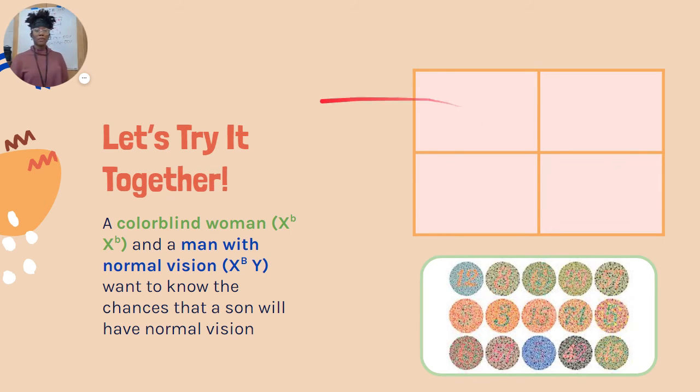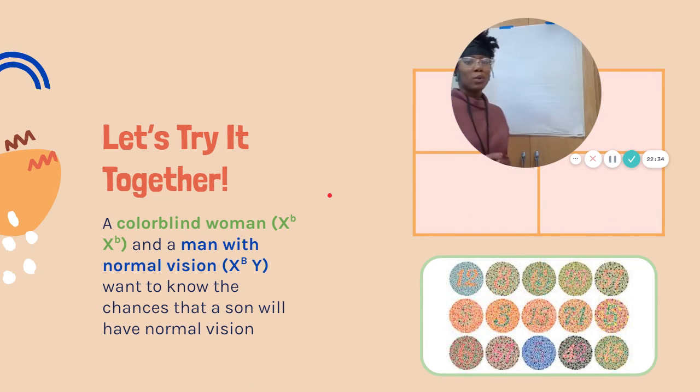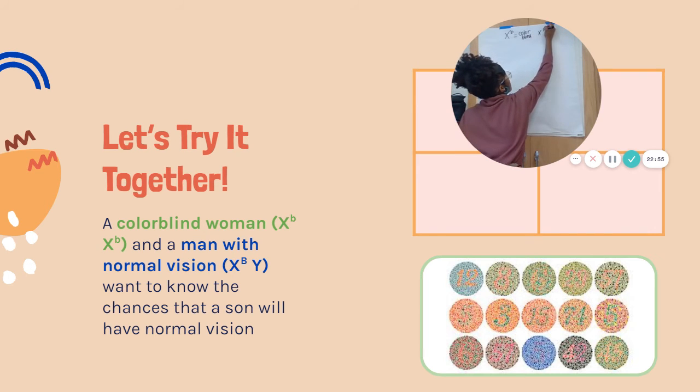Let's do a problem together. All right. A colorblind woman and a man with normal vision want to know the chances that their son will have normal vision. First things first, we always want to determine what our different things are. So color blindness is going to be represented by the recessive trait, X little b. That is color blind. While X big B is going to be not color blind.